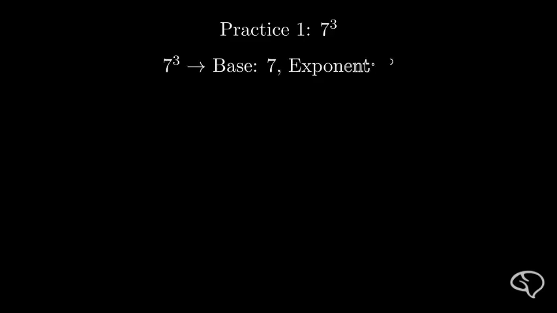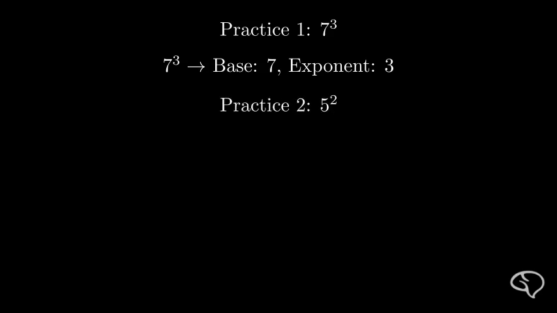Alright, it's time for some quick practice. Let's see if you can identify the base and exponent. First one, 7 to the power of 3. Take a moment to think, what's the base and what's the exponent? If you said the base is 7 and the exponent is 3, you got it. The base is the big number and the exponent is the small number up high. Great job! Let's try another one.